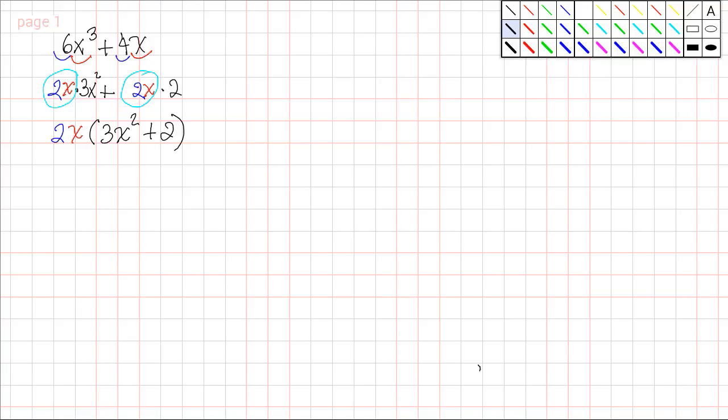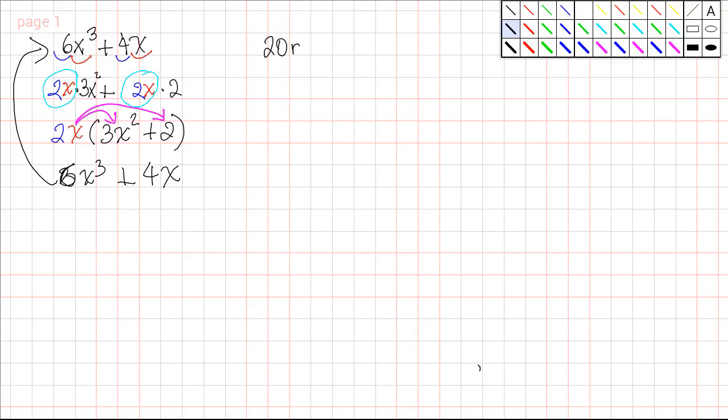Notice that when I have the factored form of this binomial, I can check to see if I have the correct answer by using the distributive property and multiplying back each one of the factored forms. So the 2x times 3x squared and the 2x times 2 should give me back the original polynomial. So 2x times 3x squared is 6x cubed, plus 2x times 2 is 4x. We do have the original polynomial. Let's do a couple more.